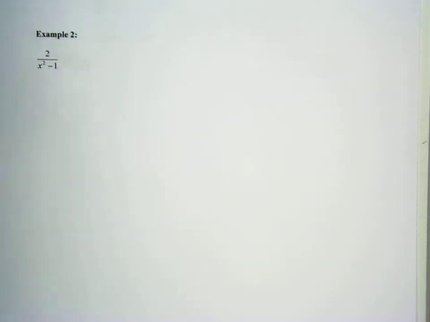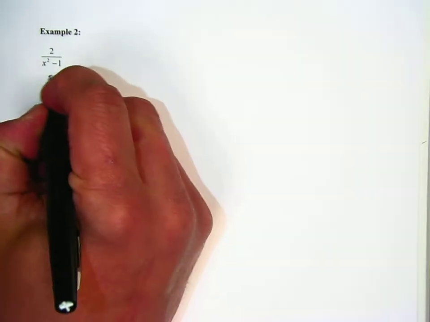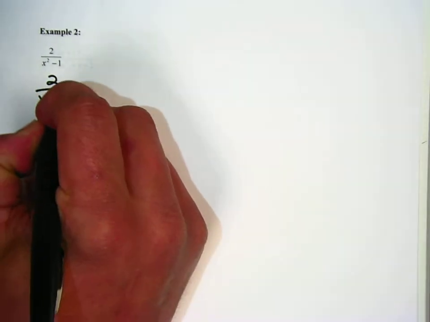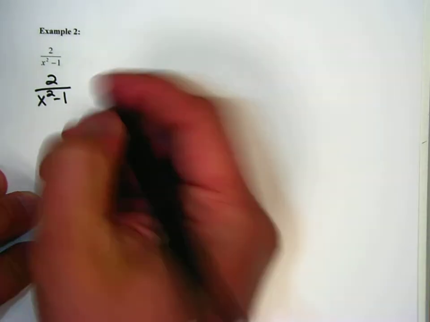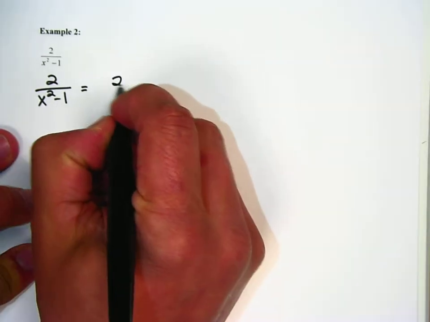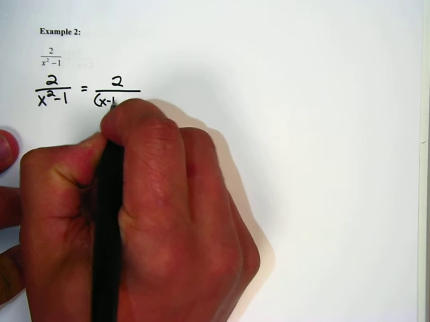So here's our second example in distinct linear factors. I'm going to write it a little bit bigger so you can see it. 2 over x squared minus 1. Now the most important first step is to factor that denominator. So we're going to say 2 over (x minus 1)(x plus 1).